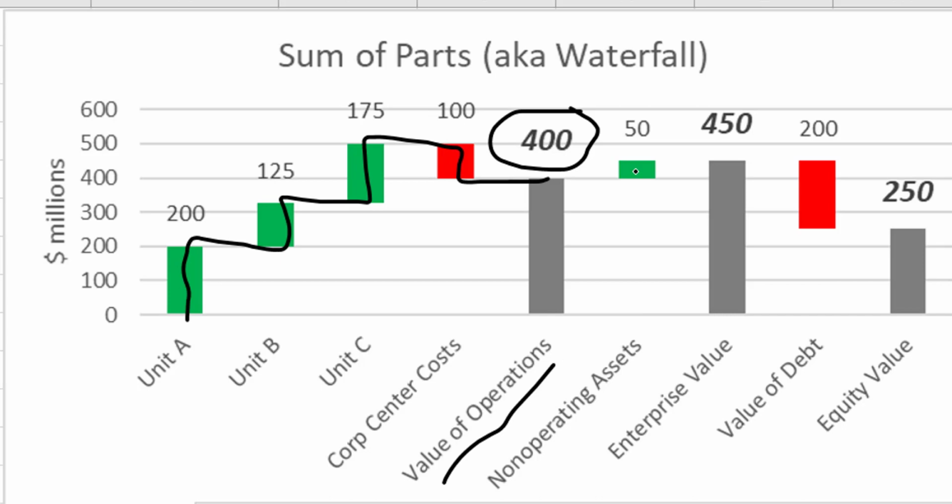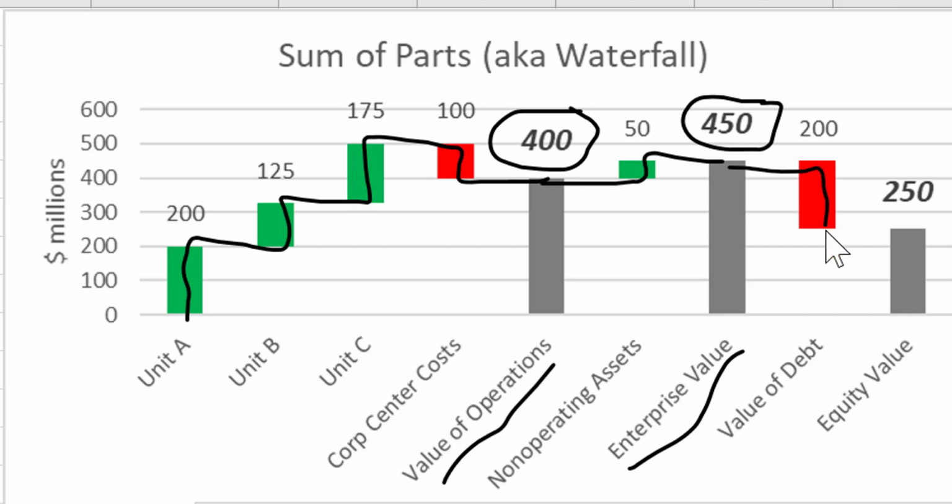If we add in some non-operating assets, perhaps it's vacant land or something like that, worth 50, now our value is up to 450. So this is not just operating assets, this is our entire enterprise value, operating and non-operating assets. Then if we want to take off the 200 in debt, now we're down to the 250 equity value.